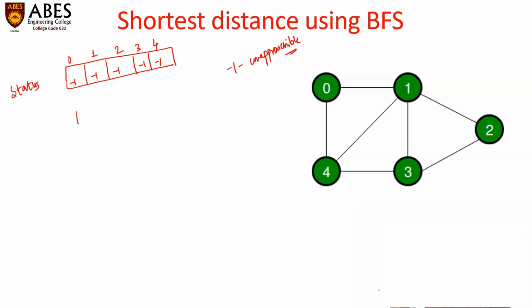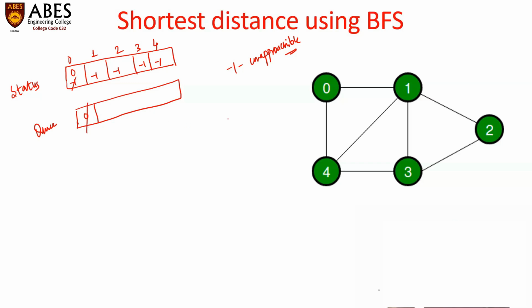Now we'll take a Q as we did earlier in the BFS. So this is the Q, and we are inserting the source vertex. Let's assume that vertex number 0 is the source here, so vertex number 0 has been inserted in the queue. Now we are going to set the distance of 0 as 0. This is obvious. It means the distance of the source from the source will be 0. Then we are going to delete this 0.